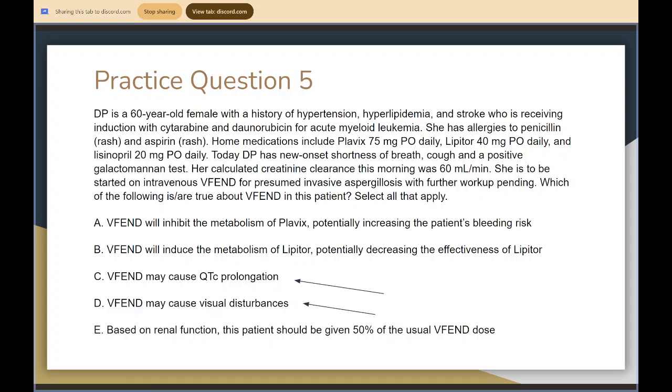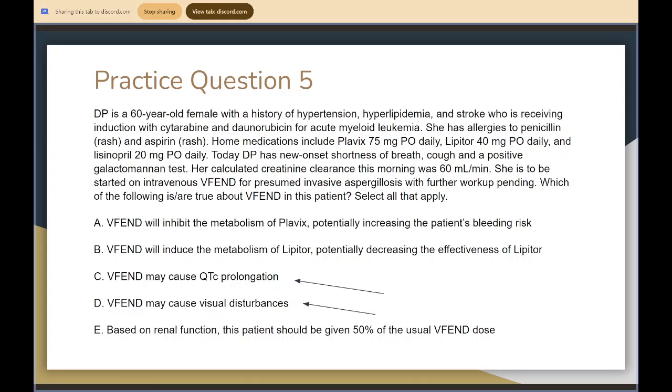So A is incorrect because voriconazole inhibits CYP2C19 and 3A4. Plavix is an inactive prodrug that must be activated by 2C19. So if voriconazole is inhibiting 2C19, less Plavix will be converted to its active form. So this will increase the risk of thrombotic events, thrombosis. So not bleeding, but thrombosis.